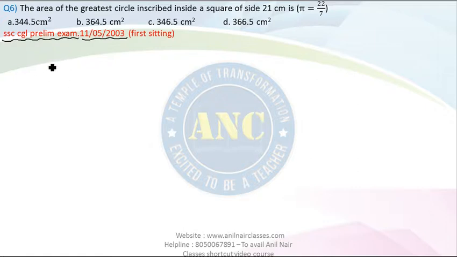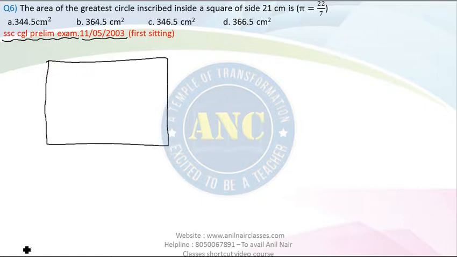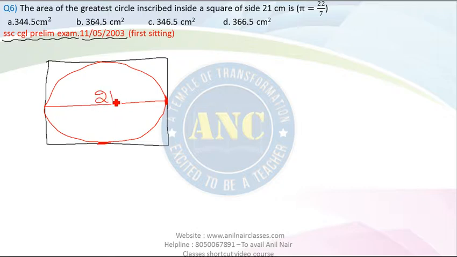Now see here, same logic. There is a square. The square is having side as 21 centimeter. I want to inscribe a circle inside this. This should be greatest. Diagram is not drawn to the scale. The circle will have greatest area when it touches all the four sides of a square. That means this becomes the diameter of circle, that is nothing but equal to 21. Right? That means 2 times r is 21. R value will be 21 divided by 2.